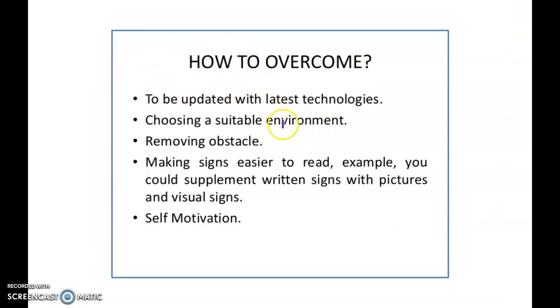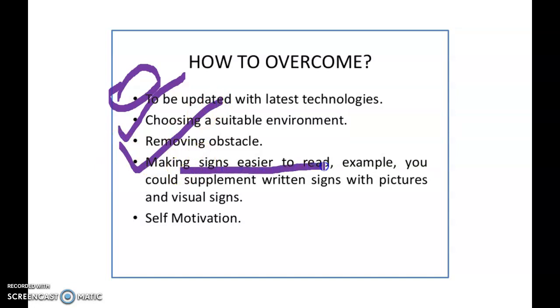Now I have given you some insight into how to overcome that. First, you should be updated with the latest technology. Then, if you have a hearing problem, use hearing aids. Choose a suitable, noise-free environment, so you can easily overcome that barrier. Then remove the obstacles, which you can easily do.